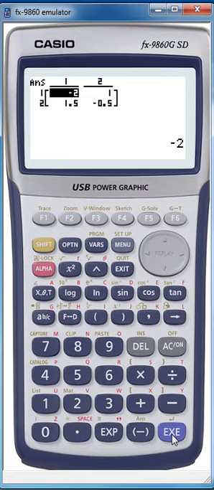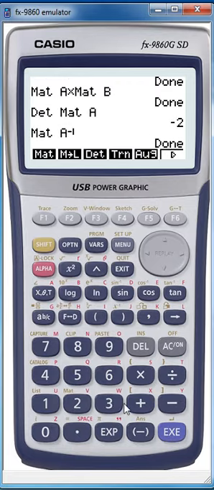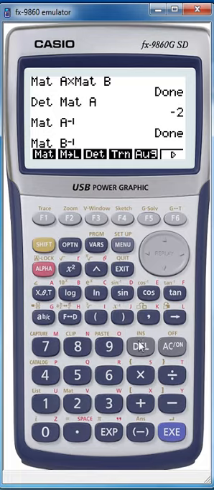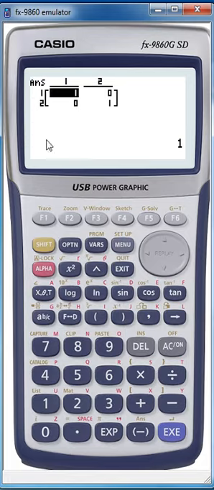What do you think the inverse of the identity matrix will be? Remember, B was the identity matrix for 2 by 2. Let's give it a try. So mat alpha B, shift, close brackets. So we're going to find the inverse of the B matrix, and it's just the identity matrix, of course, because it's the identity matrix.